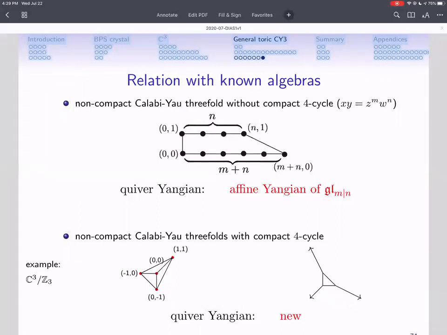So for all the non-compact Calabi-Yau, we show that it all falls into these classes. They're all alpha Yangians for GLN/M. For the non-compact Calabi-Yau with a compact 4-cycle, our Yangians seem to be new algebras.